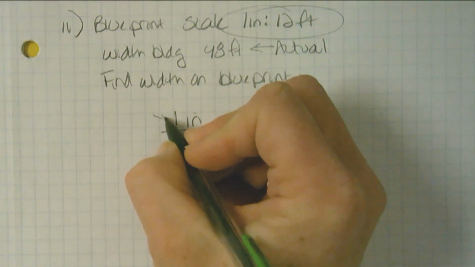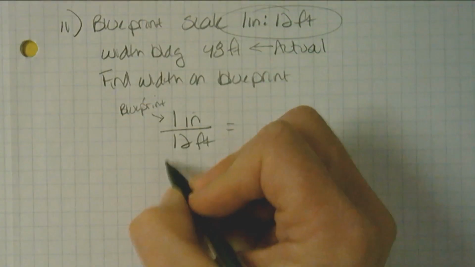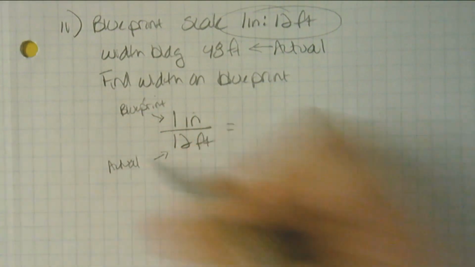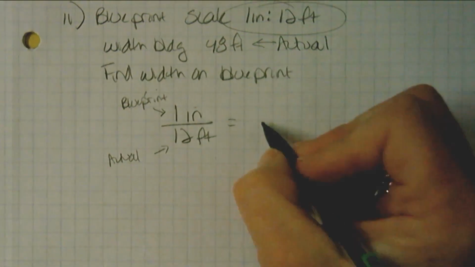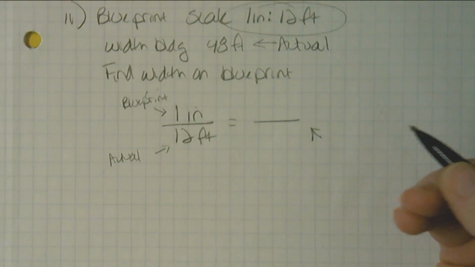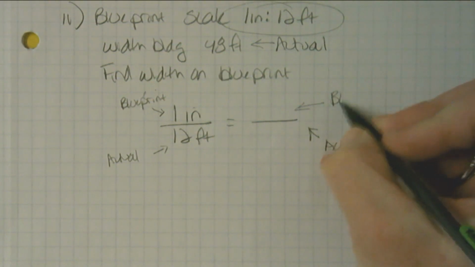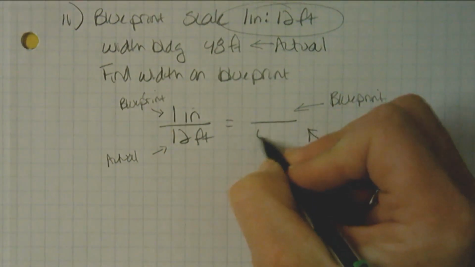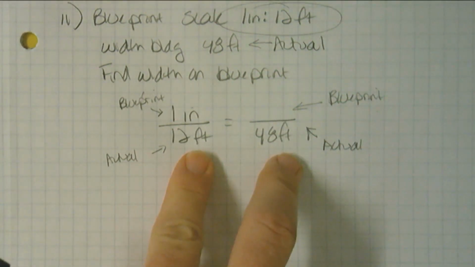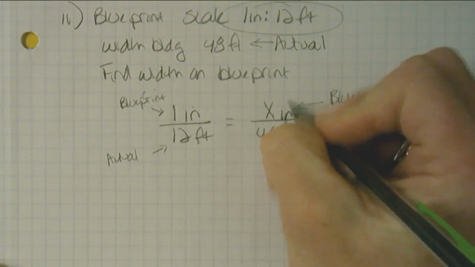Equals. Well, my 1 inch is from the blueprint in my scale. That 12 feet is our actual from our scale. Remember, your blueprint or your map's always going to have a 1 of whatever you're measuring. All right. Now, my unknown fraction has to be laid out the same way. So my actual has to be in the denominator. My blueprint has to be in the numerator. Well, you already told me I have my actual, so my 48 feet go in the same place as the 12 feet in the denominator. I don't know my blueprint, that's what's missing, so that's going to go in my numerator.